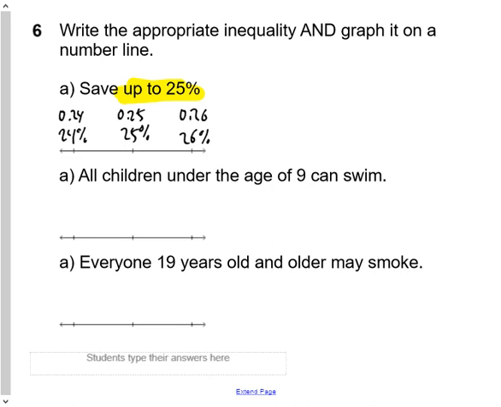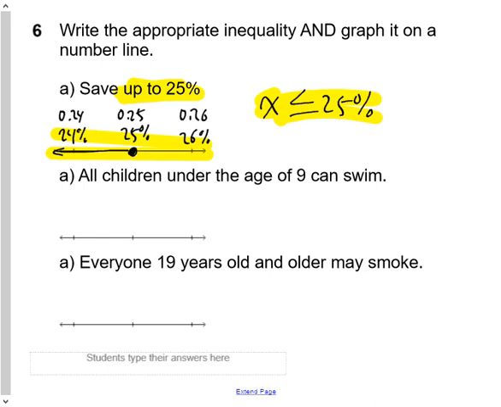If I was to write it as an inequality, all values that are less than or equal to 25% is what I really want to say. Any value that's less than or equal to 25% is saving up to 25%. So I will probably use a closed boundary point and any value this way towards 0%. I guess you can have negative percents too, so it is an infinite value, would be true for your number line. So you'd get 1 point on your test for this, and you would get 1 point on your test for having this number line with the appropriate values labeled.